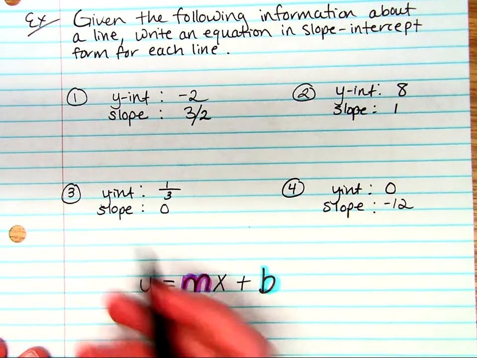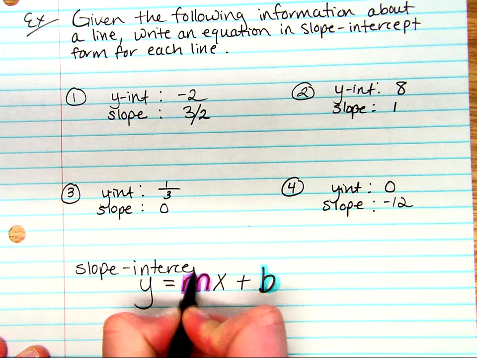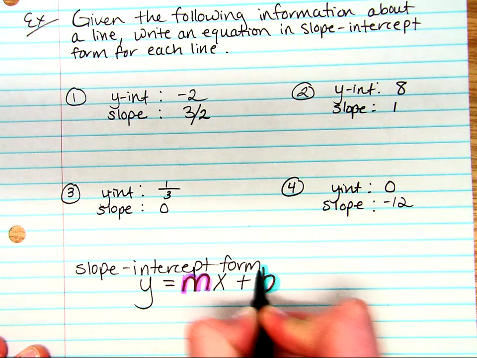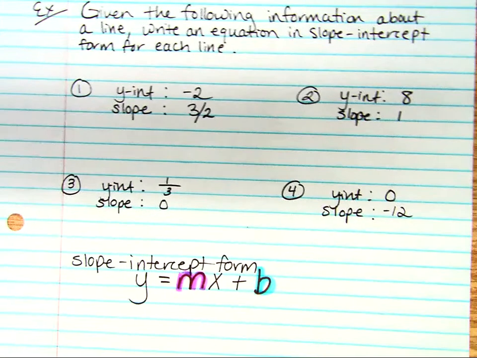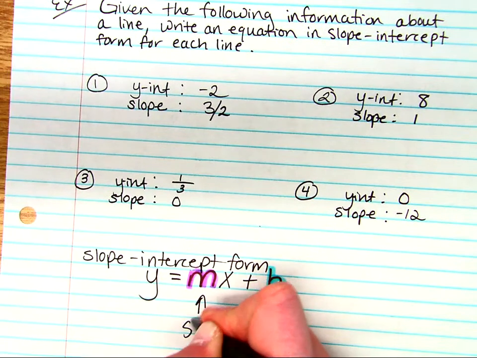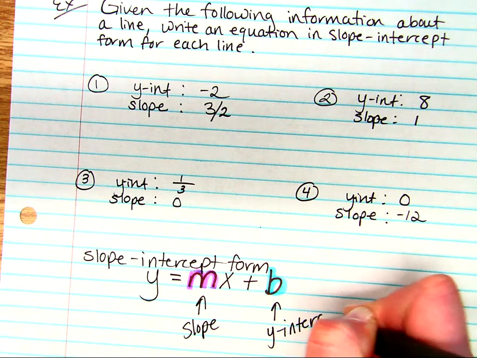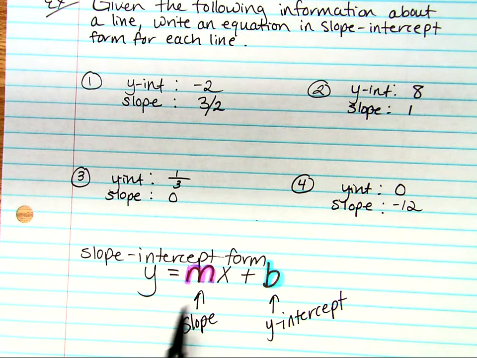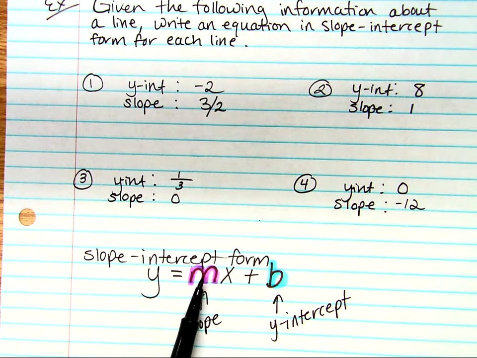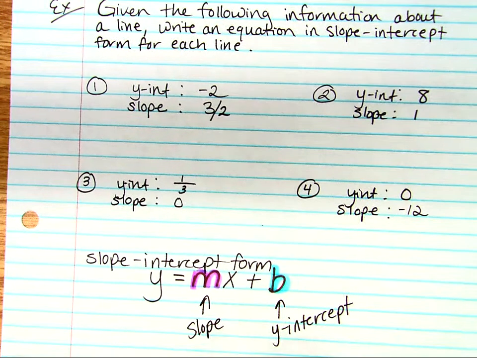Here is our slope-intercept form right here. It always has this general look to it. M is always going to be our slope, and then B is always going to be our y-intercept. So all we have to do when we're given those two pieces of information is plug in the slope right here next to the x, and then the y-intercept is going to be the constant, or the number by itself. So here we go.